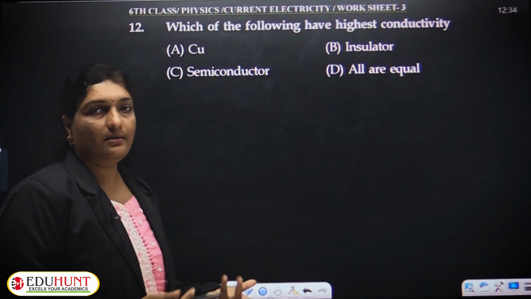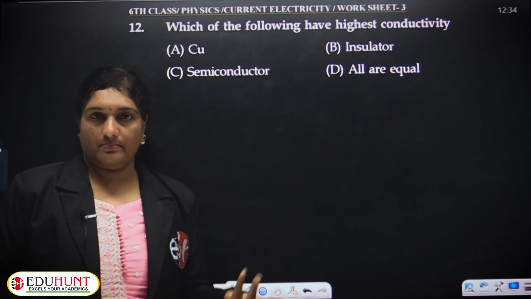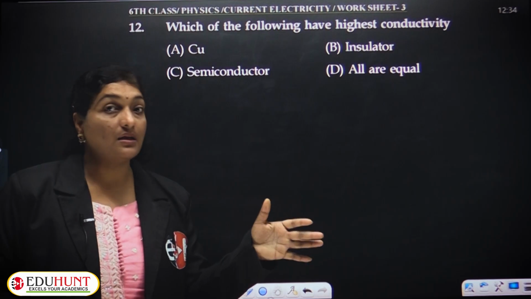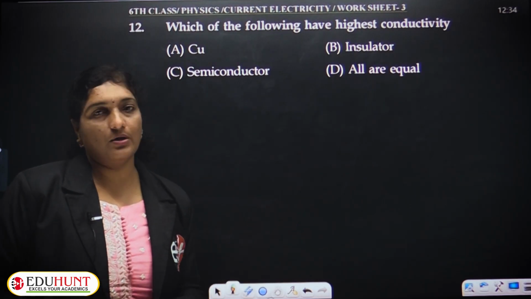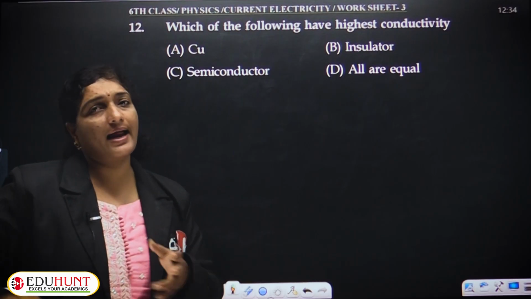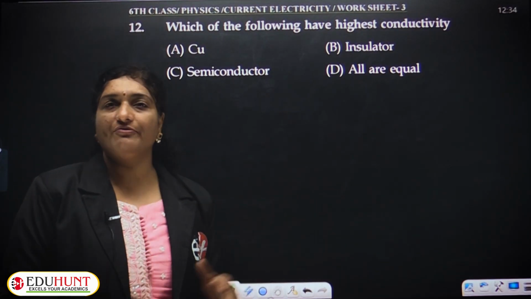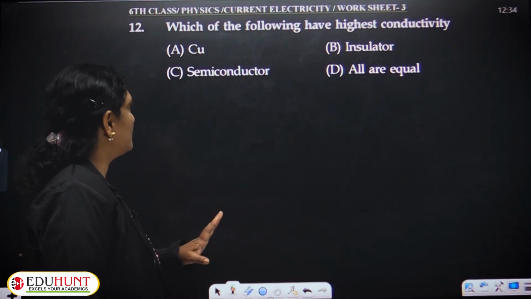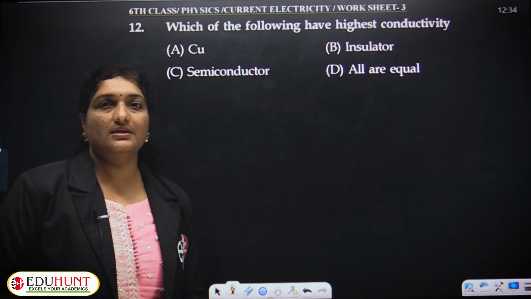So, then we say that the material will be conducting more. Highest conductivity means metals are good conductors because they have good conductivity nature. Why? Because a large number of free electrons are there in the metals. So among this, copper, of course, is a metal.